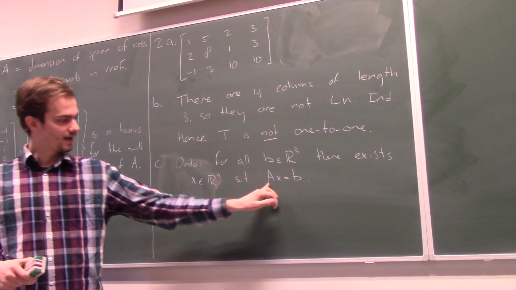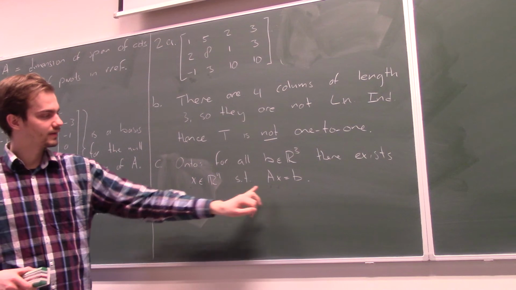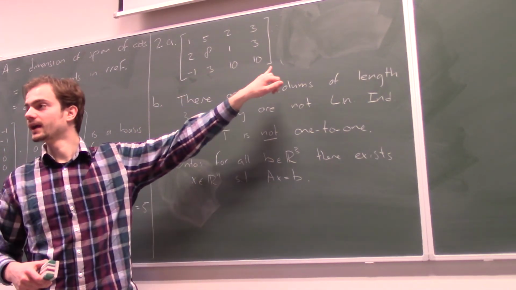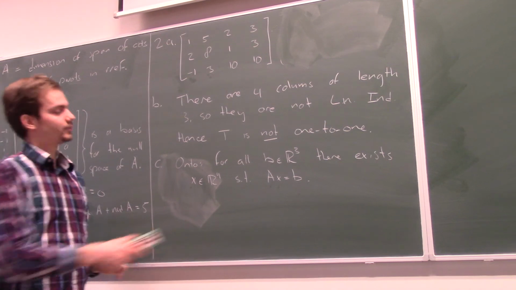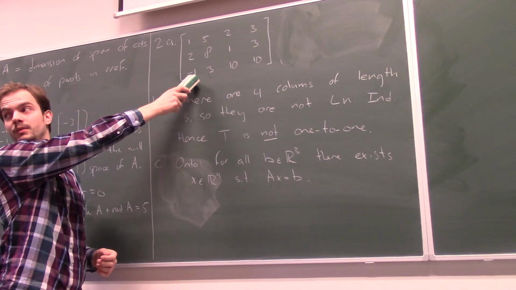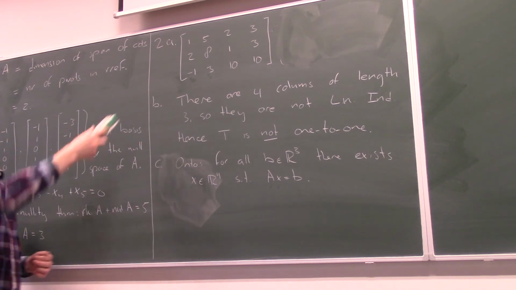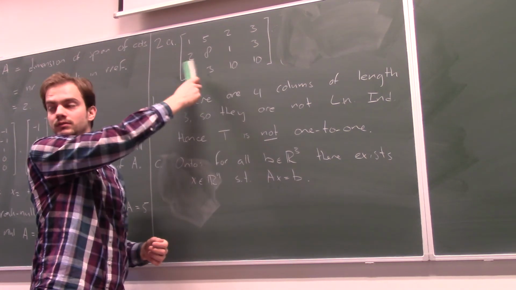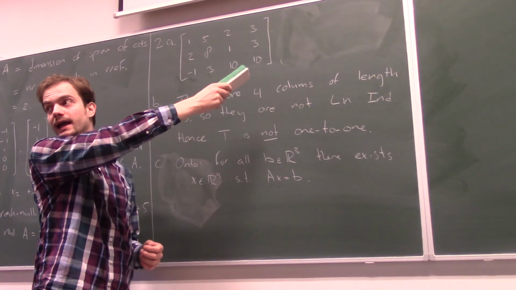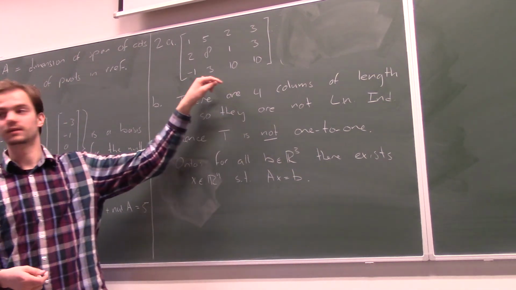So the point is that if you do A times X with any vector X, then the result is a linear combination of the columns of A. So for example, if X is 1, 1, 0, 0, then the result is 1 times this first column plus 1 times this second column. Okay, so for any X, you always get some kind of linear combination of these columns of A. Right, so the only options for this B are precisely the linear combinations of the columns.